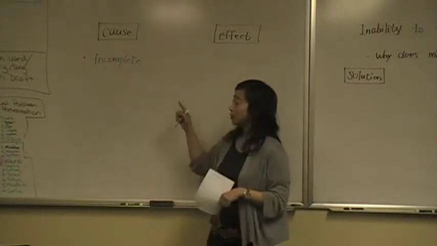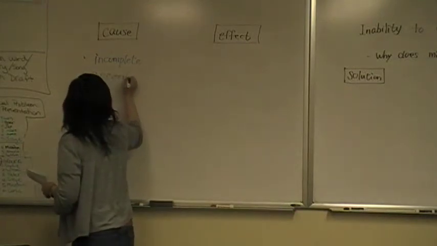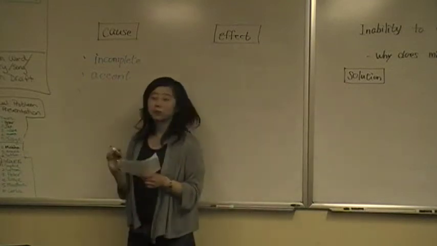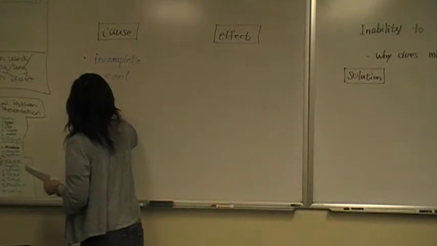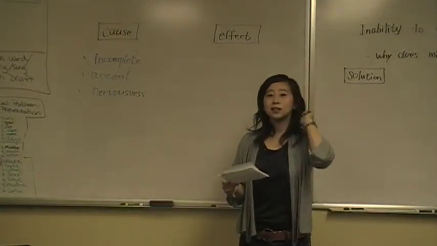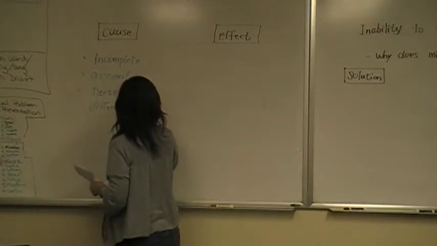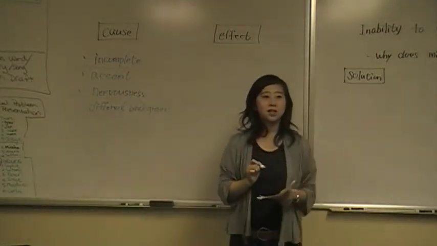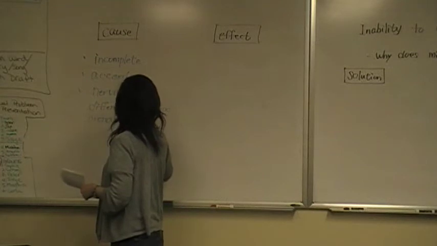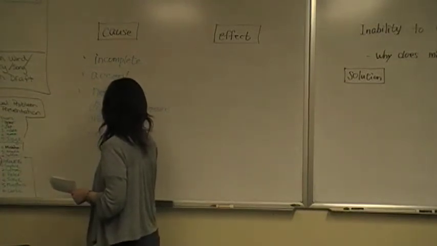Do you have any ideas why miscommunication happens? Accent. Yeah, accent is very important. Christine? Nervousness, because when you're very nervous, you start to stutter and stammer. Any other ideas? Helen? Different knowledge background. Joe? Pronunciation. Maya? Intonation.